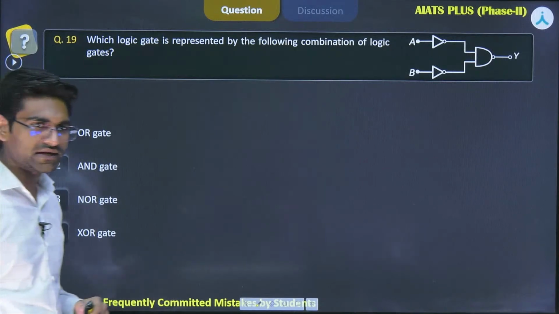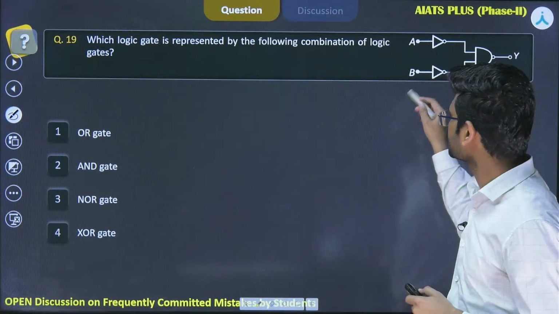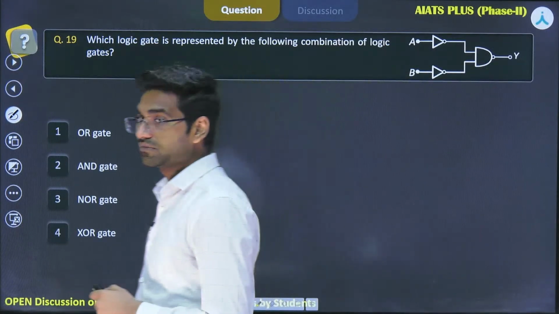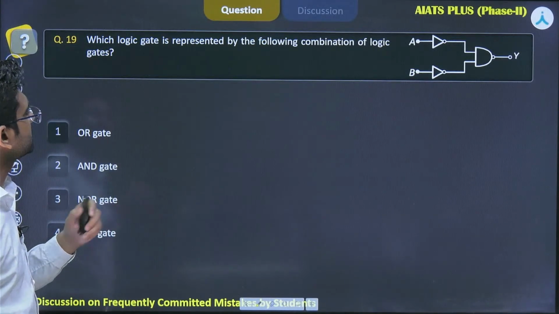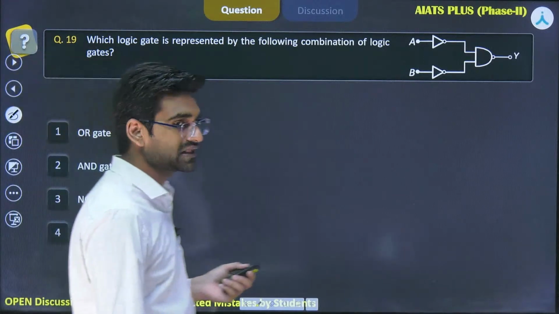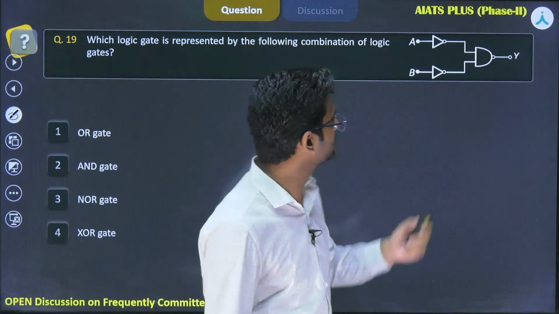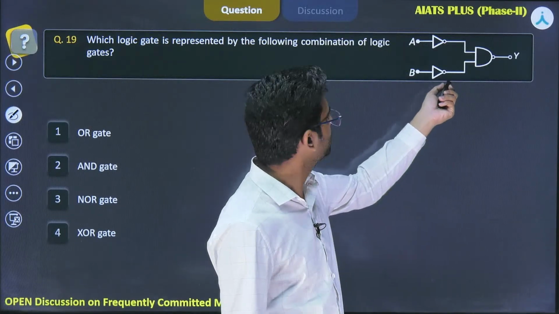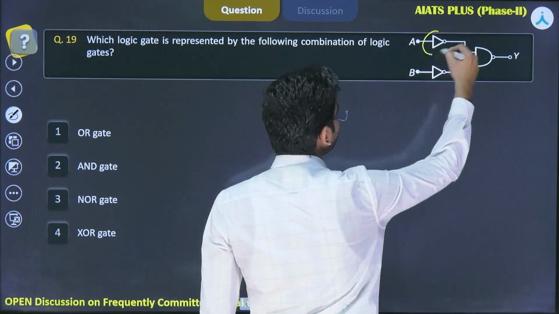Okay, question number 19 from semiconductors, obviously, and this topic, these logic gate questions, can be asked in the exam too, right? So which logic gate is represented by the following combination of logic gates? So we have to tell the resultant logic gate which is formed by this combination of different logic gates, right? What is this? Which gate is this?